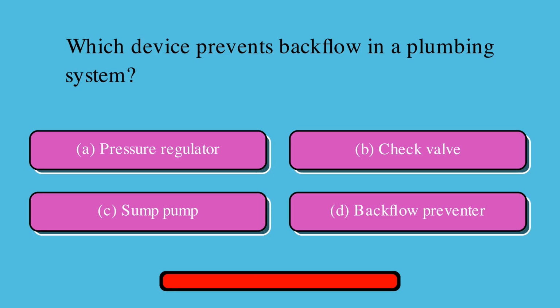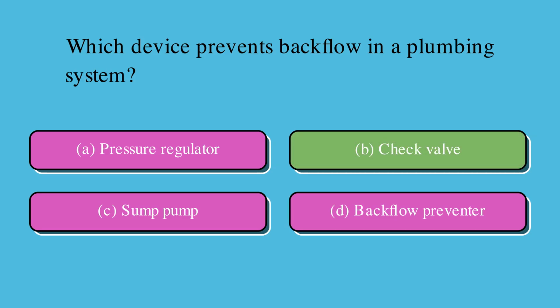Which device prevents backflow in a plumbing system? A. pressure regulator or B. check valve or C. sump pump or D. backflow preventer? The correct answer is B. check valve.